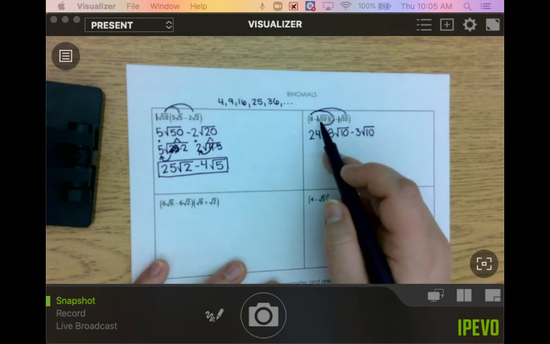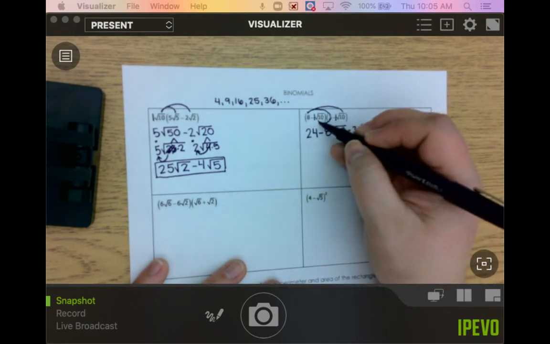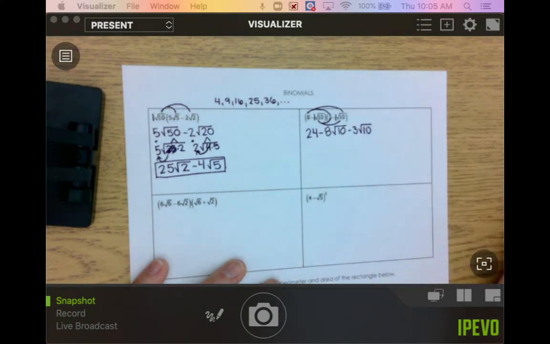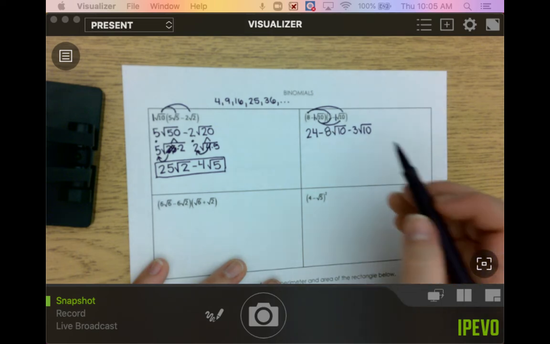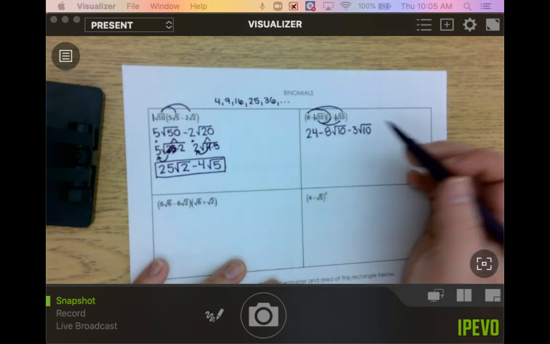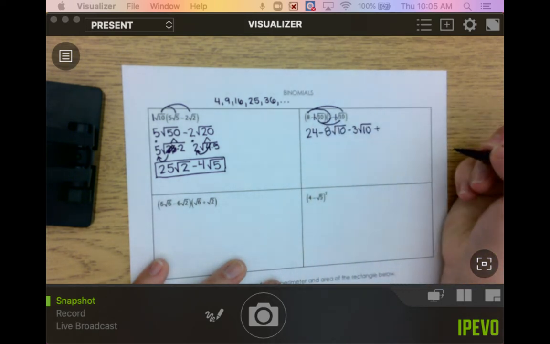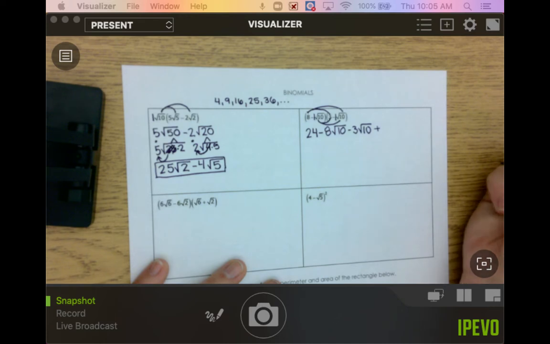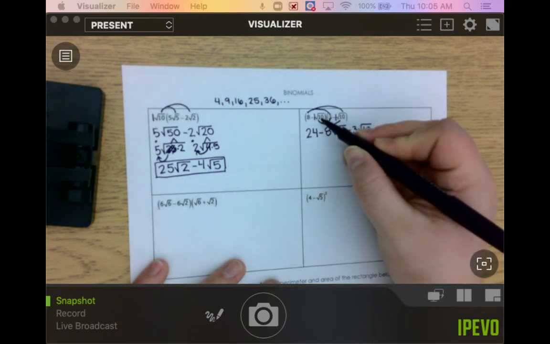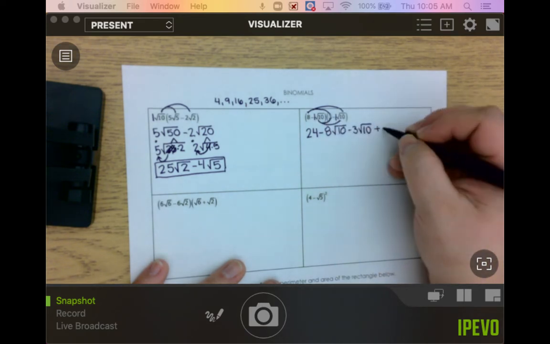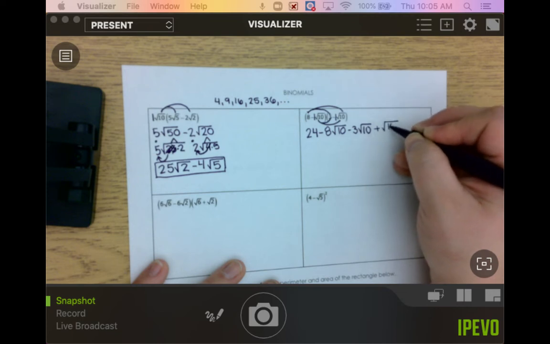And then you're going to do negative square root of 10 times negative square root of 10. So you can multiply the numbers out front if you want. Negative 1 times negative 1 is positive 1. I'm not going to write the 1 out front. And then you can multiply the numbers inside the square root, which in this case is 10 times 10, or 100.